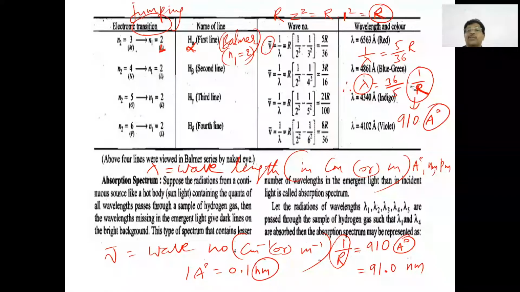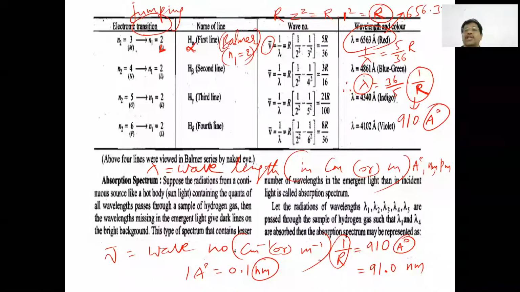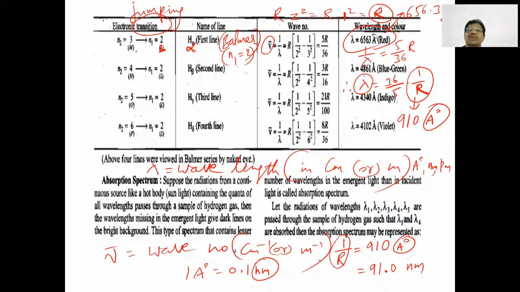If options are in nanometers, what do we take here? This 36 by 5 into 91 nanometers we take here. So 91 into 7, approximately 656.3. So 656.3 nanometers will be there. The same value will be 656.3 nanometers.